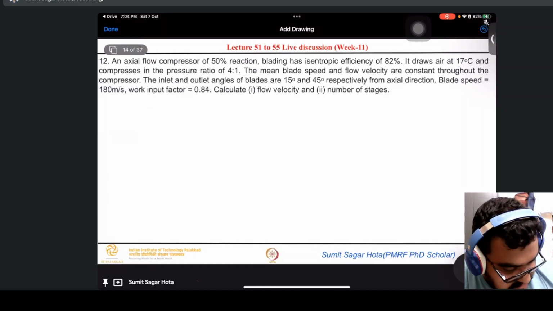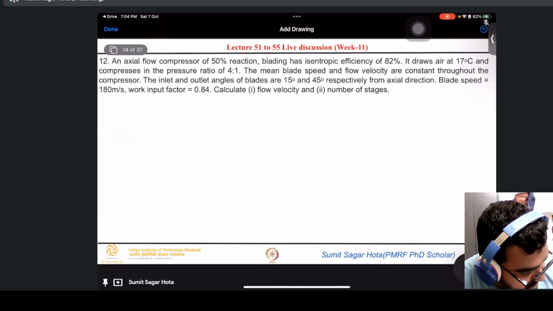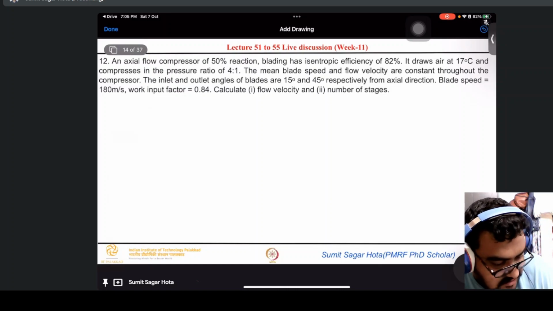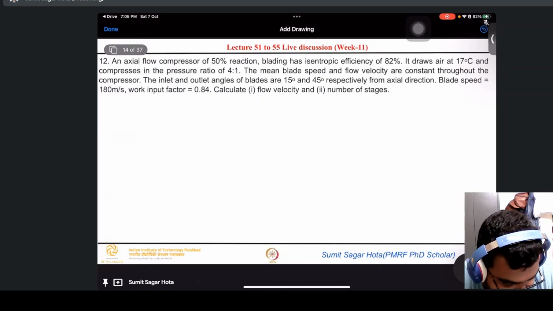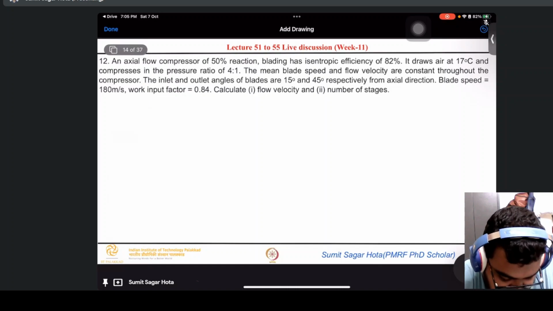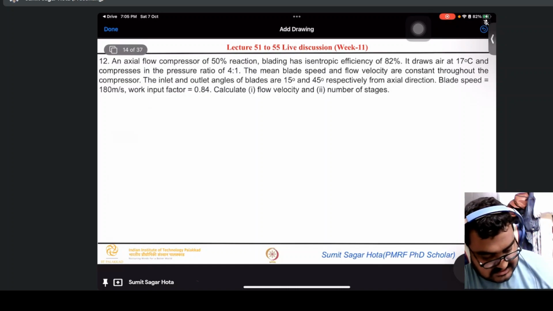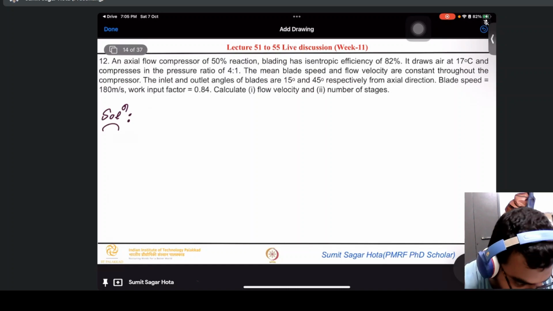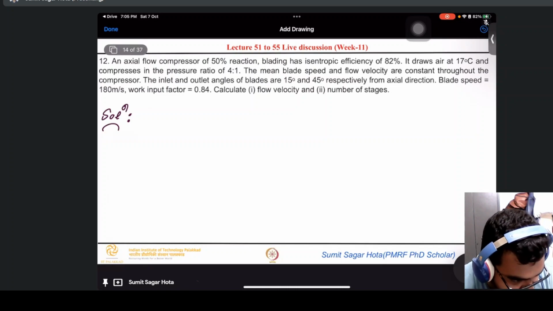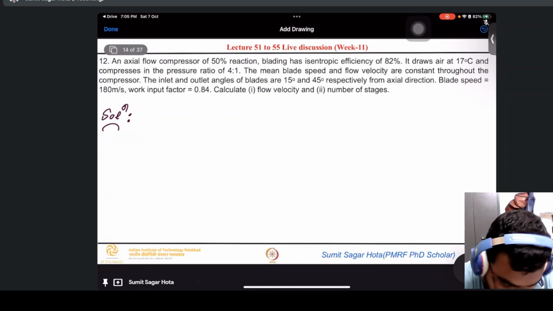Here in this question, it doesn't tell us to draw any velocity triangle. I am assuming that you know how to draw the velocity triangle, because I also showed it in the previous class, the week 10 discussion. I think in the next question I will discuss the same. So let's quickly go through it directly. But you should see how to draw the velocity triangles of inlet and outlet of an axial flow compressor, which you can see in my previous video, week 10. Let's see what things are given.